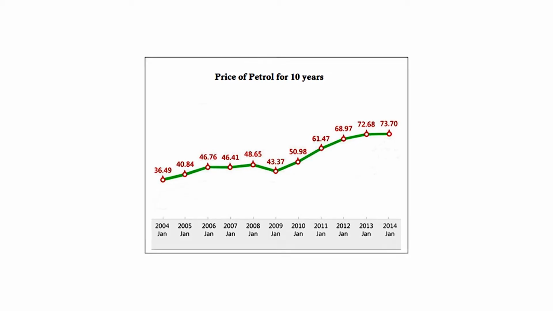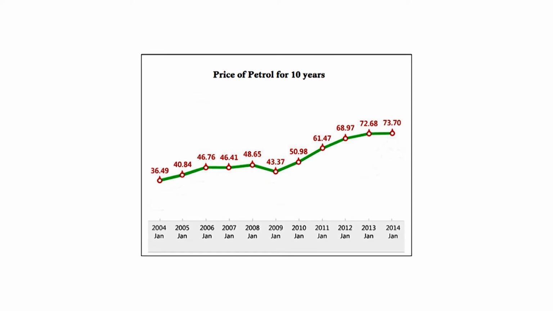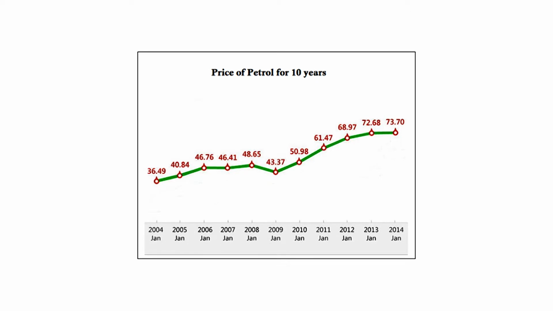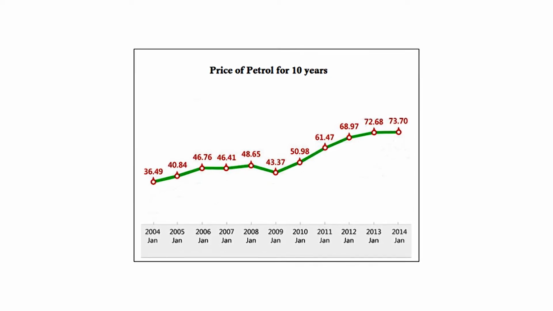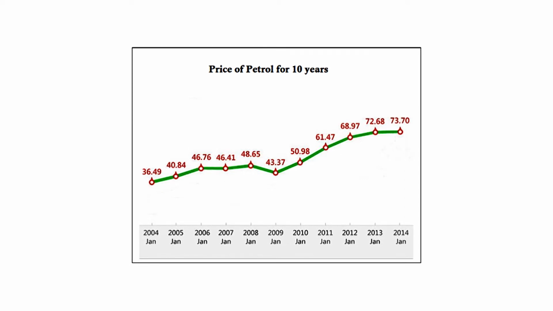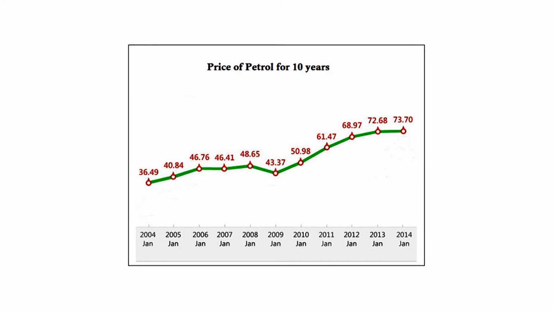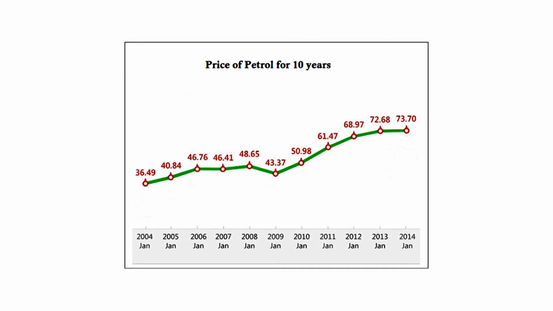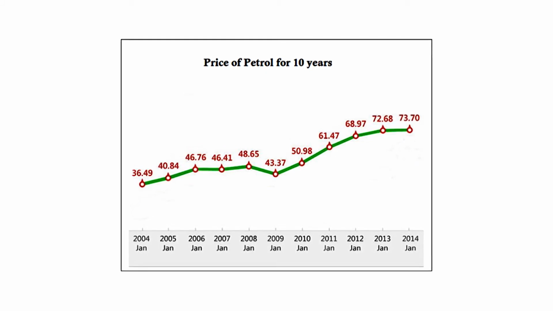If we take a look at the graph representing the petrol price in India for a period of 10 years starting from the year 2004, we observe that the absolute maximum is 73.70 and is attained in the year 2014. However, if we restrict ourselves to 5 years from 2005 to 2009, then the maximum value is 48.65 and it is attained in the year 2008.